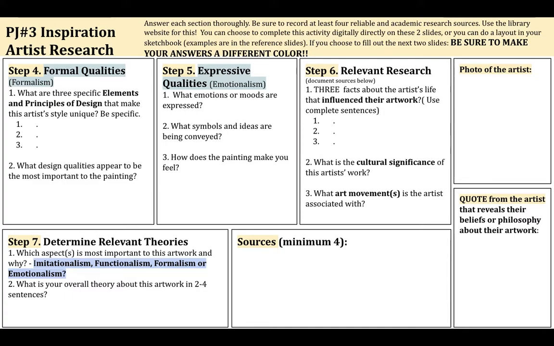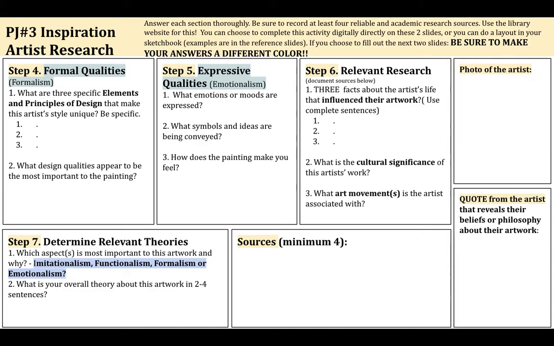So now you've gone to step 6, you've done the research. This is probably taking you a long time, and you're like, Ms. Tabor, oh my gosh, I want to be done. Well, guess what? You almost are done. And you also have the photo of the artist already. You'll get a quote in your research from the artist that reveals their beliefs or philosophies about life or their artwork. If you're having difficulties finding something about their artwork, you can just put something about life in general that they said in there. You'll have your 4 sources put in there. And then the last thing you'll have to do, step 7, is to determine your relevant theory about this artwork.